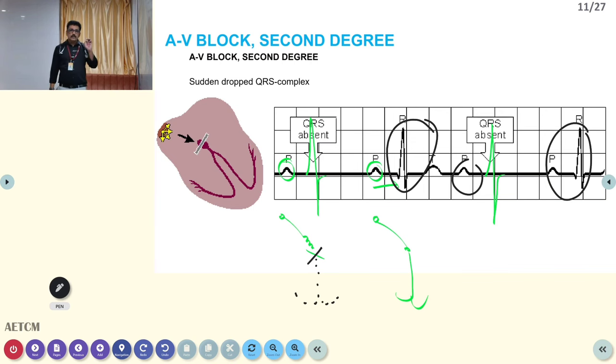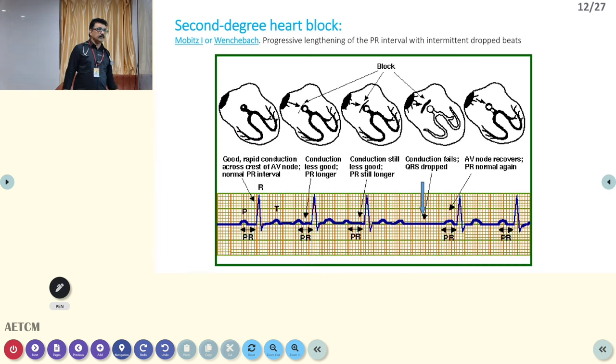Some of the QRS complexes are missing in the ECG rhythm strip, meaning there is a complete blockage of some of the conductions like this. Not all conductions. If all conductions are blocked, then it will become third degree heart block. So if one or two QRS complexes are missing in an ECG lead with a properly formed P wave, you can call it second degree heart block.